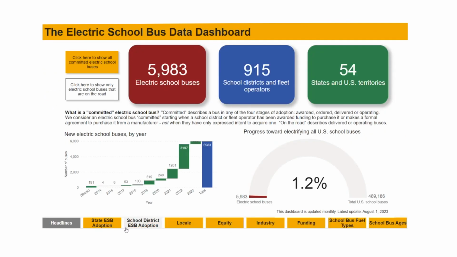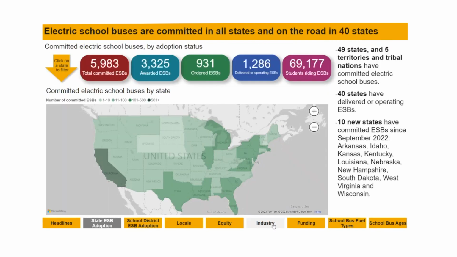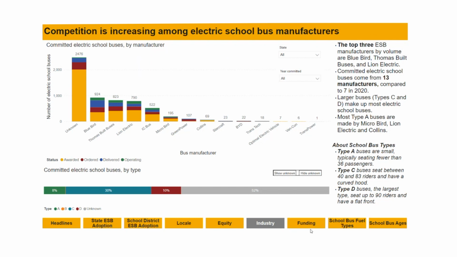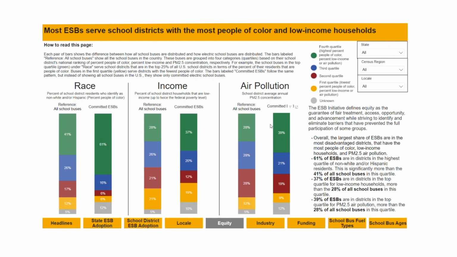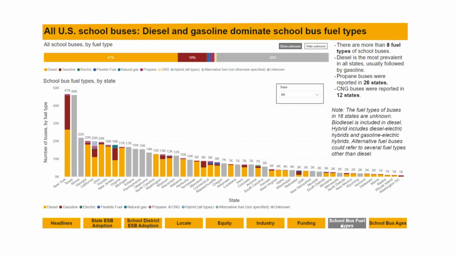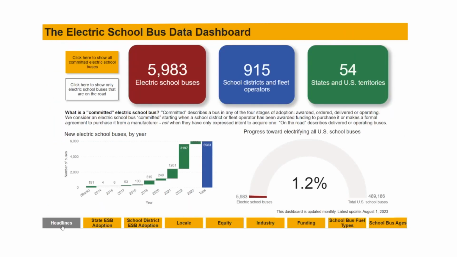The dashboard contains 9 pages that show charts and important takeaways on different topics. These include electric school buses locations, deployment status, manufacturer, and funding source, as well as the social, economic, and health characteristics of the students that the buses serve. It also explores the distribution of fuel types and school bus ages in the entire U.S. school bus fleet, at the national and state level. The yellow rectangular buttons along the bottom show the different pages and let you move between them.